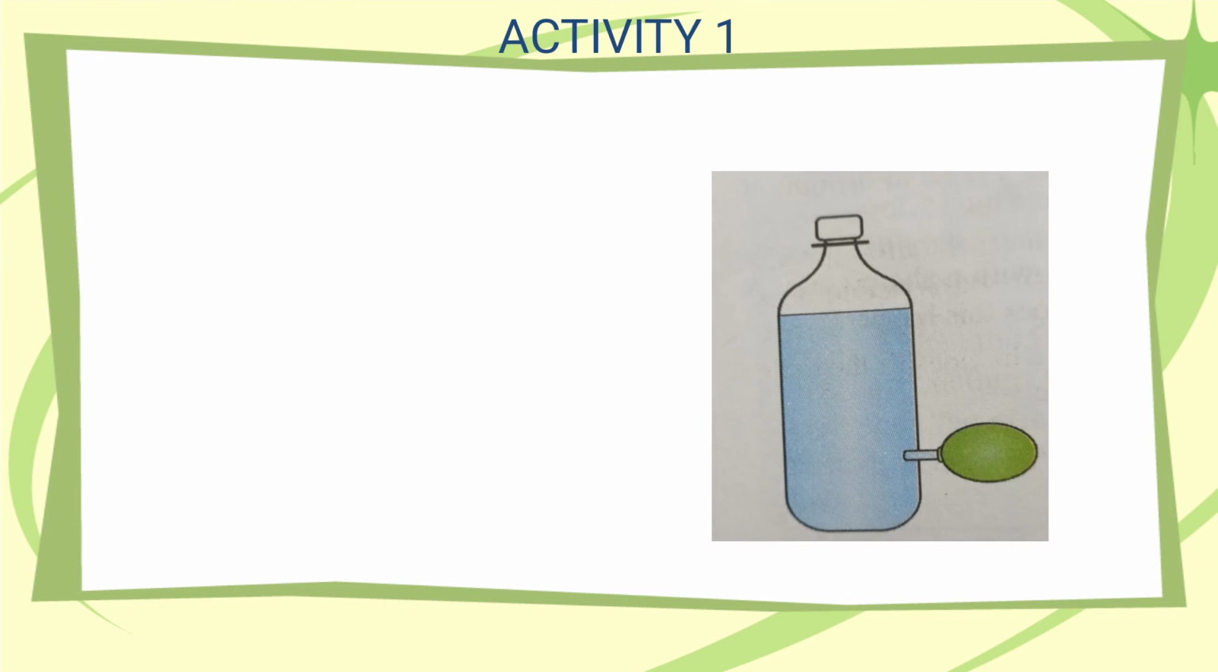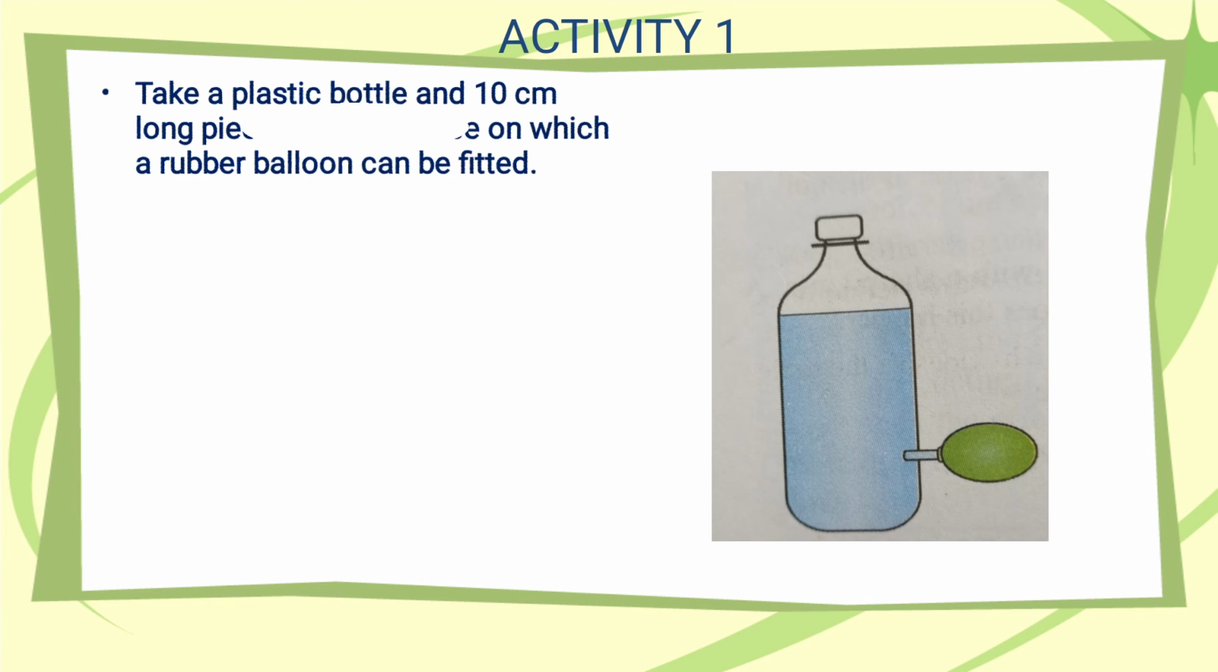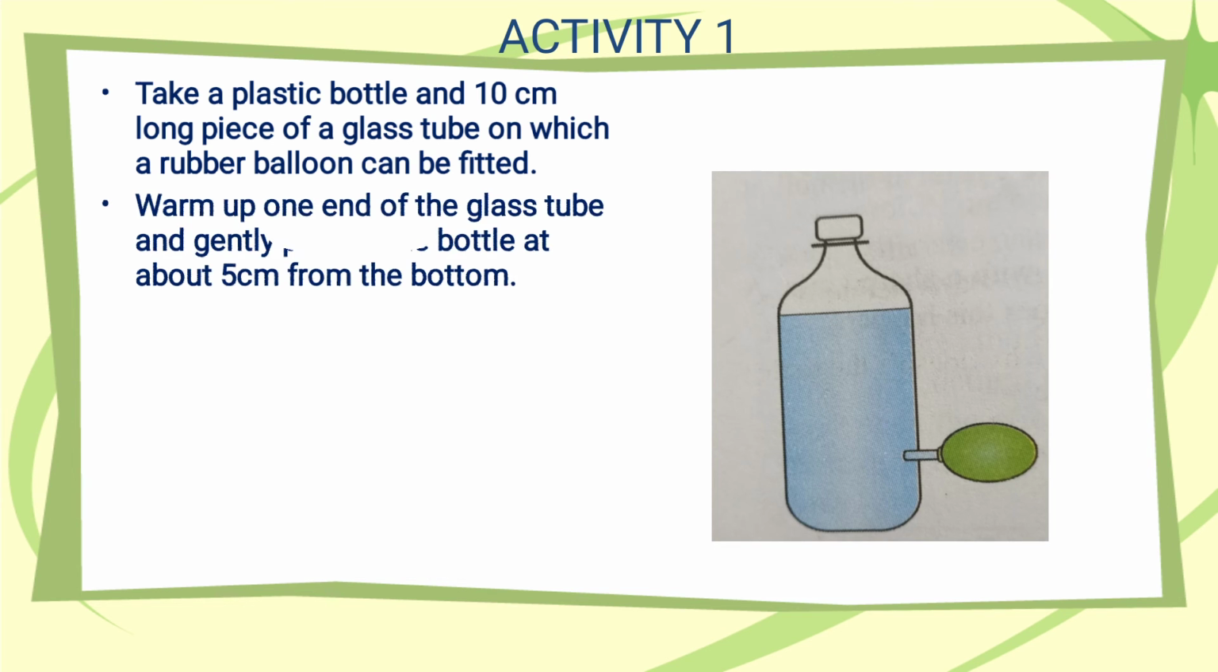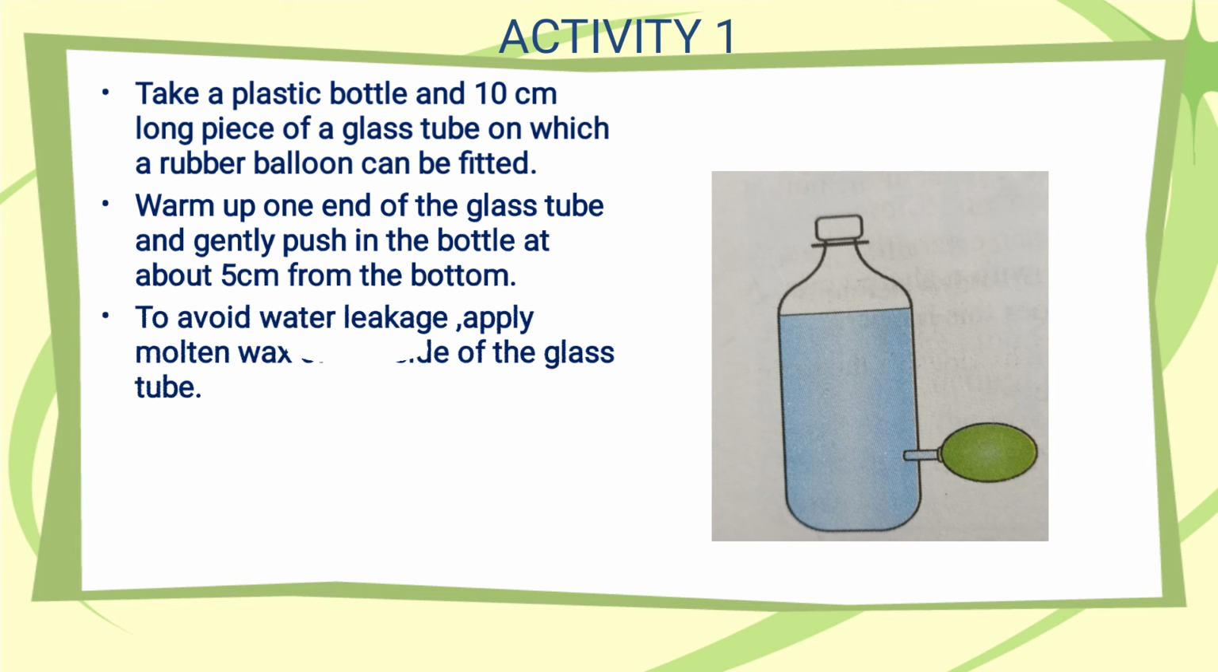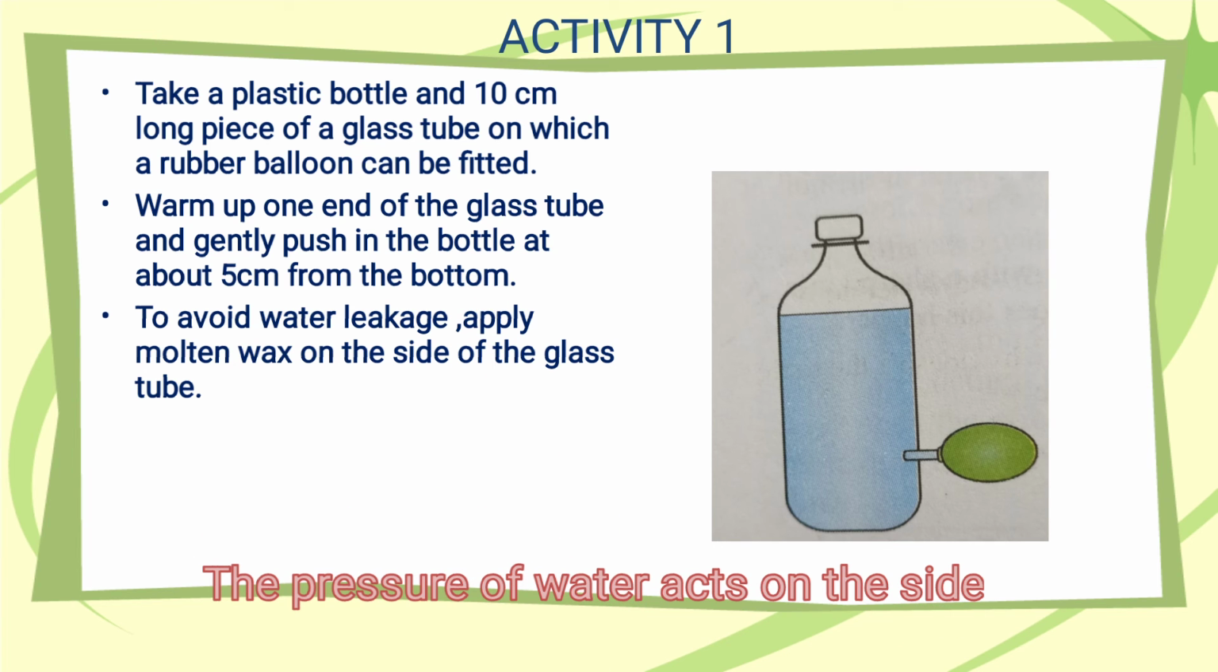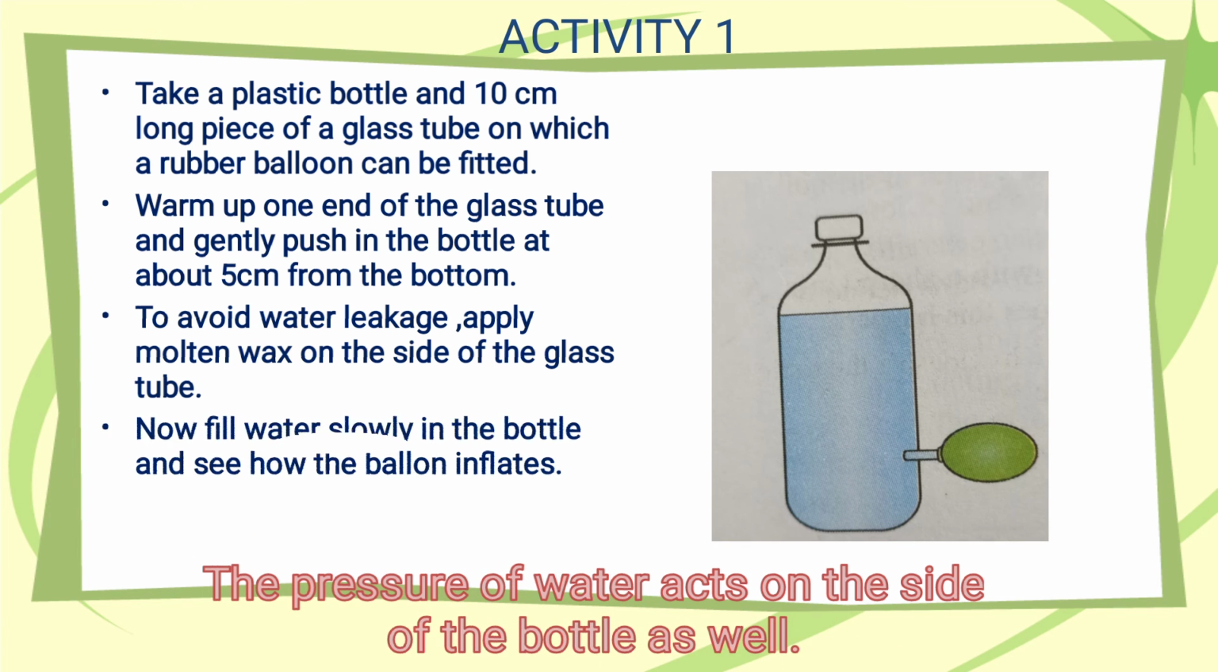Take a plastic bottle and a 10 cm long piece of a glass tube on which a rubber balloon can be fitted. Warm up one end of the glass tube and gently push it into the bottle at about 5 cm from the bottom. To avoid water leakage, apply molten wax on the side of the glass tube. Now, fill water slowly in the bottle and see how the balloon inflates.